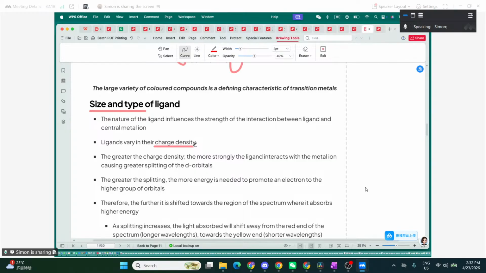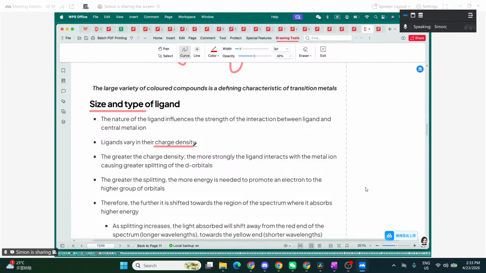First we need to know what charge density is. The charge density refers to the ratio of the ligand's charge to its volume. If there are different ligands, they have different charge density. The reason is that they carry different amounts of electron charge.